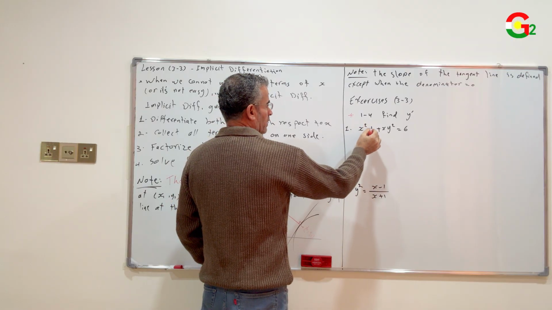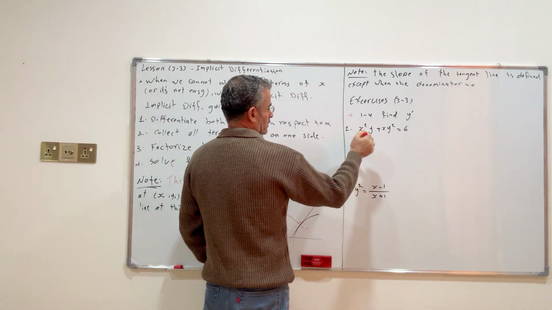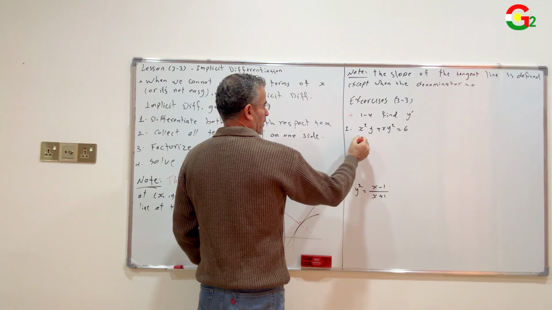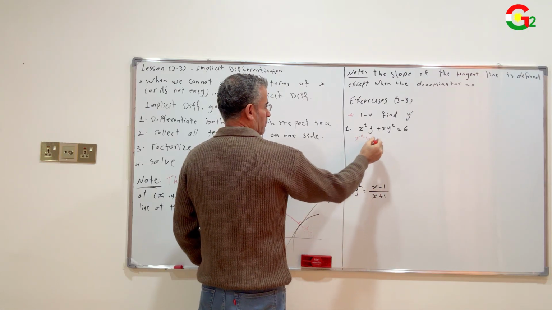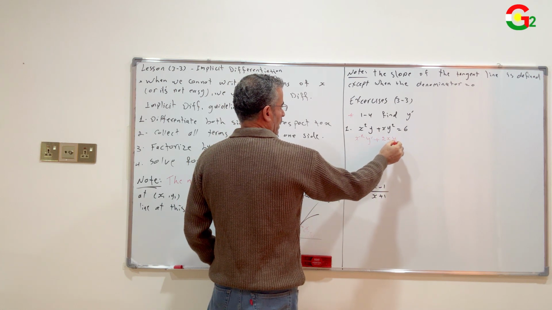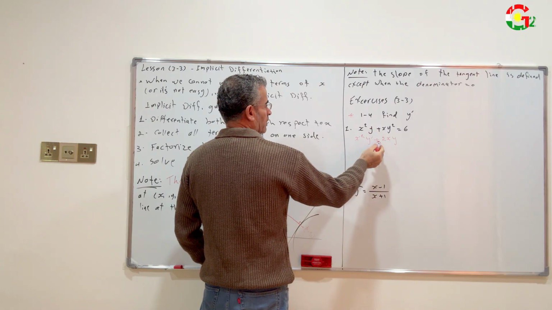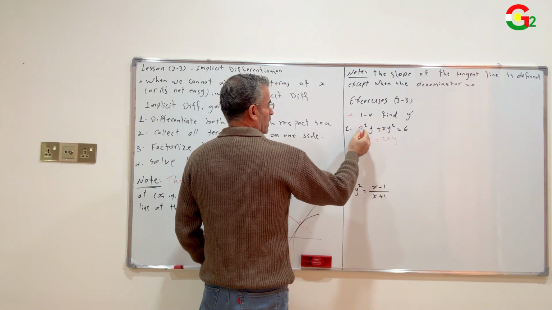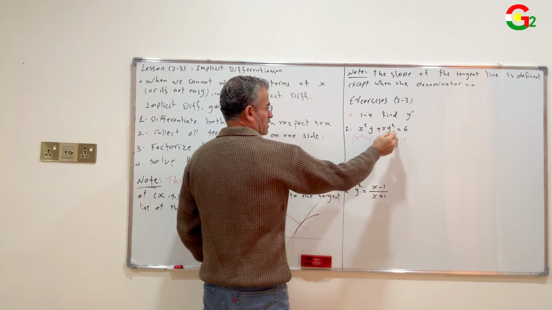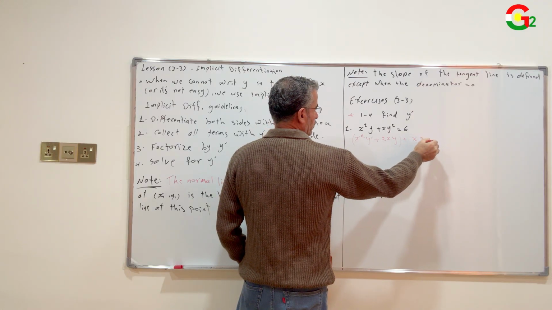x power 2 y, deal with it as the multiplication of two functions. The first function is x power 2, the second function is y. x power 2 times y prime plus 2x times y. The first one times the derivative of the second one plus the second one times the derivative of the first one, plus also x y squared, the first one, times the derivative of the second one, 2y y prime.